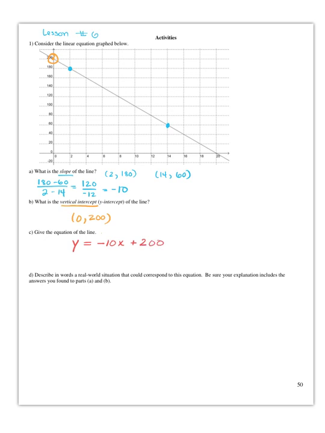And finally, it asks us to describe in words a situation that could correspond to this equation. So there's many examples. One example would be that you had $200 in a bank account and you spent $10 each week. The $200 would represent the initial amount, and the $10 of spending per week is the slope. After 20 weeks, you'd have $0 in the bank account.